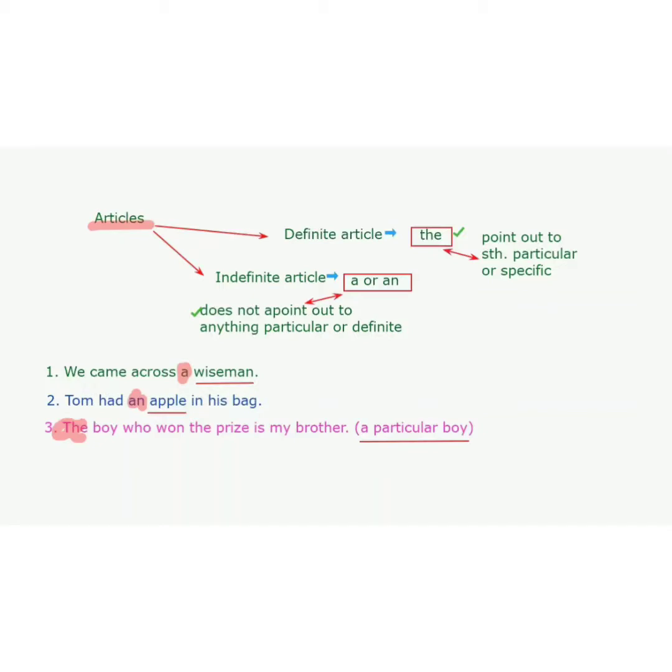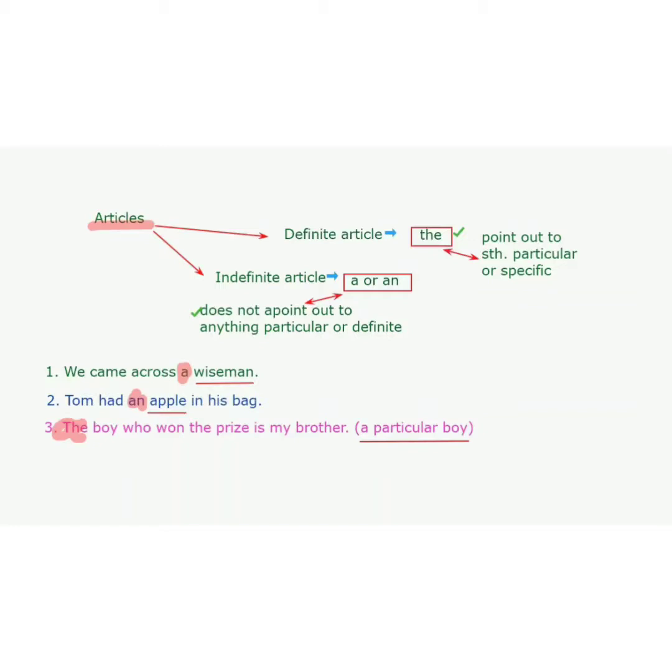Look at sentence number 3. The boy who won the prize is my brother. Now, in this sentence, I'm not talking about any boy. Instead, I am talking about the boy who won the prize. That particular boy is my brother. That particular boy is in relation with me, right? So that is how definite articles are used.